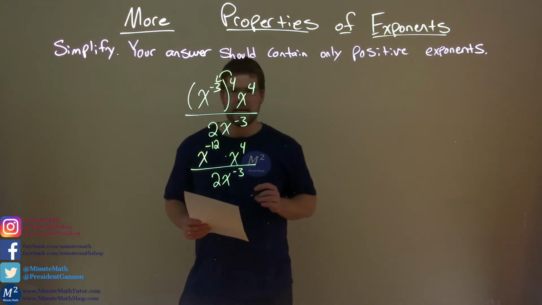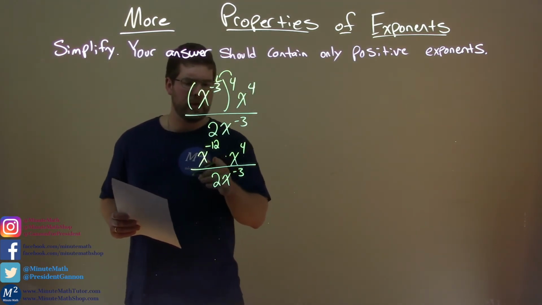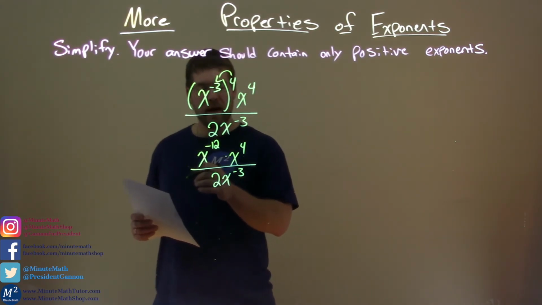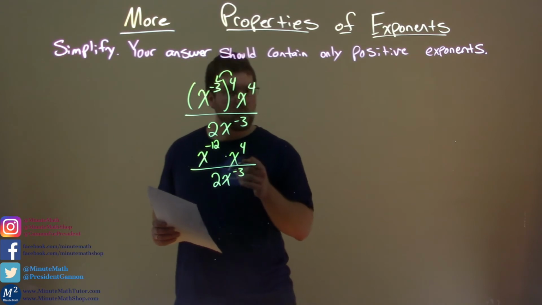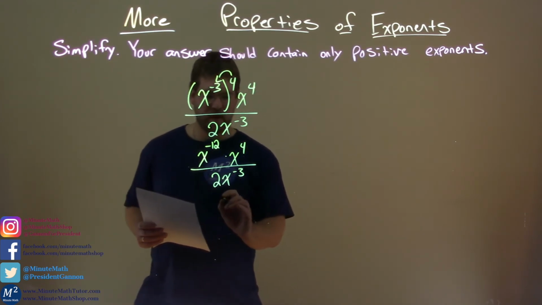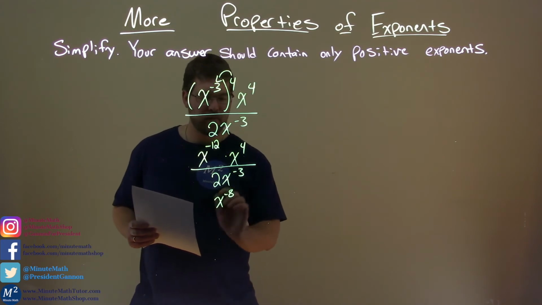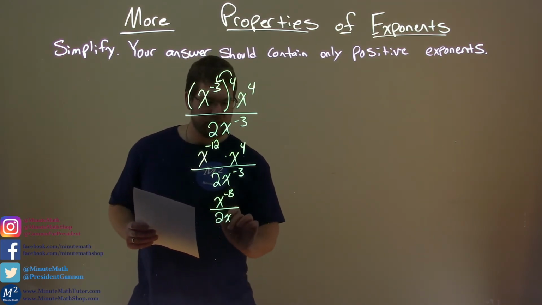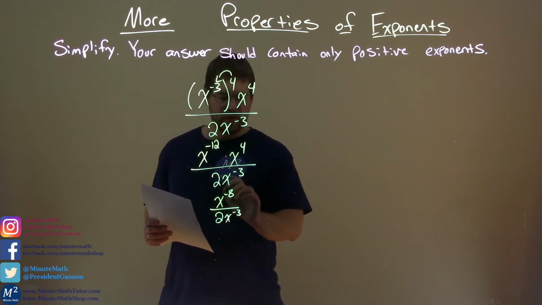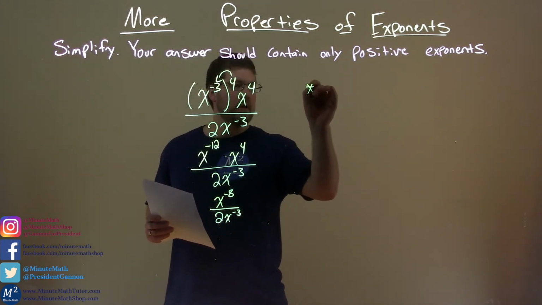Okay? Well, let's keep dealing with the numerator. We add our exponents, we have the same base. X to the negative 12 times x to the 4th. We add the exponents. Negative 12 plus 4 is a negative 8. So we have x to the negative 8 exponent over 2x to the negative 3rd. Okay. Now this is tricky. Let's look at this, right? We have a little note here, division.